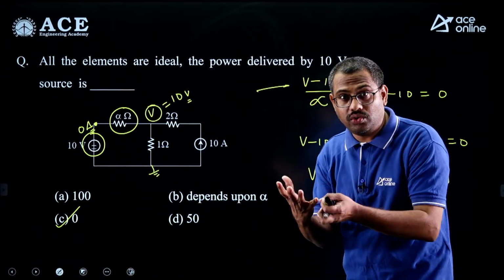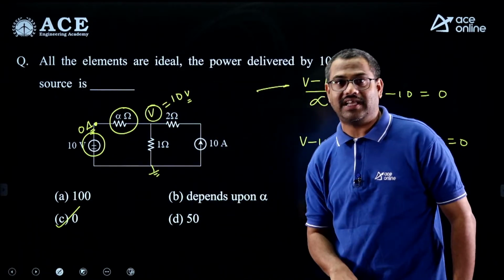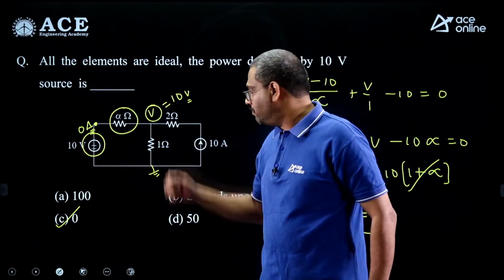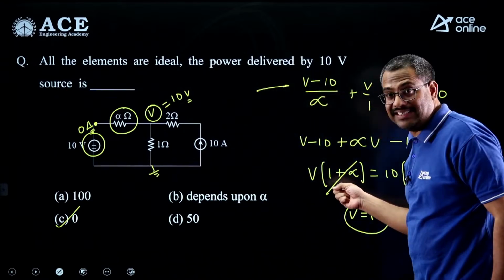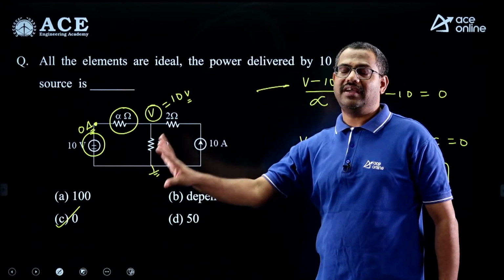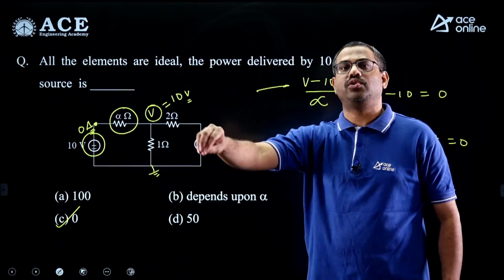So if you dare to do without considering alpha, you will get the answer. But if you still think about alpha, there is a problem that you may get into the trap. But directly writing node, interestingly the answer is independent of alpha. We got the answer as 0 watts. So power delivered by 10 volts is 0 watts because current through it is 0 amps.